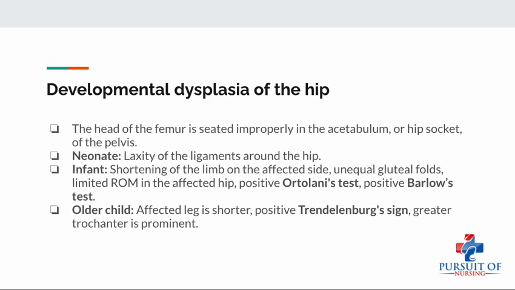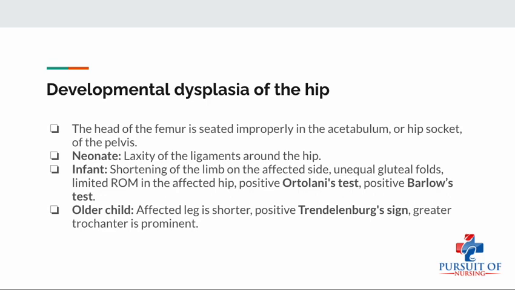In an older child, the affected leg is going to be shorter. They're going to have a positive Trendelenburg sign, and then their greater trochanter is going to be prominent. With the Trendelenburg sign, the child is instructed to stand on one foot and then stand on the other foot, holding on to support and bearing weight on the affected hip. A positive Trendelenburg sign is when the pelvis tilts downward on the affected side instead of upward.